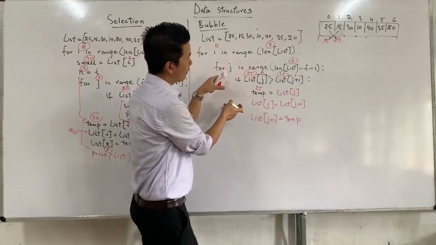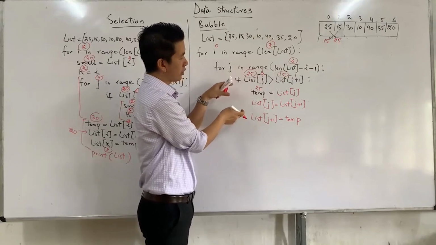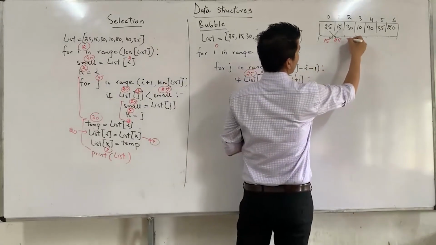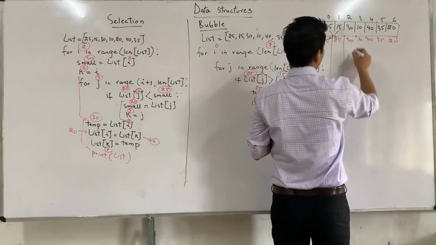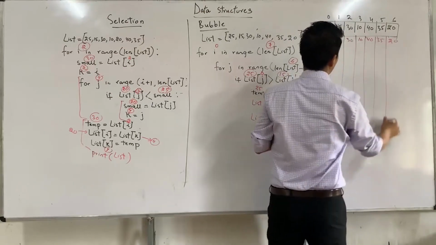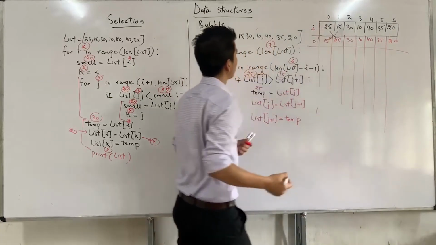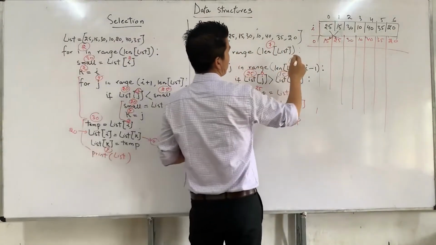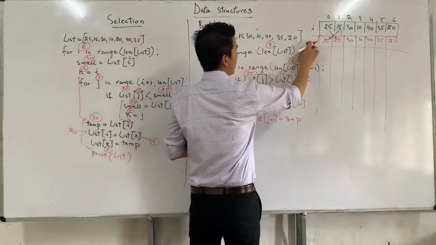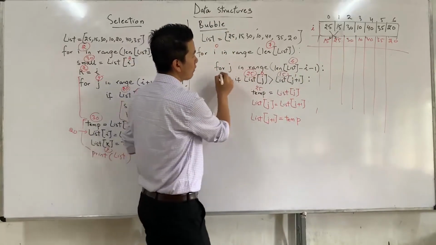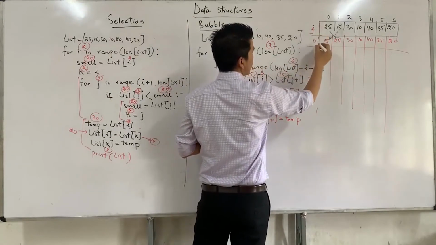So at the end of just the first inner cycle, you will have the list like this: 15, 25, 30, 10, 40, 35, and then 20. Now, when the value of i is 0, let's go for the next value of j. This time the j value will be 1. This is 0 and this is 1.